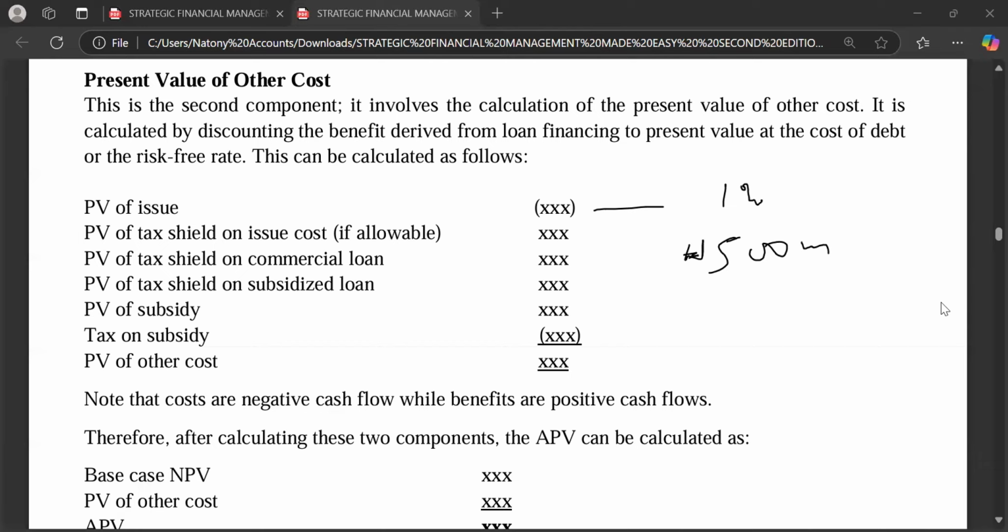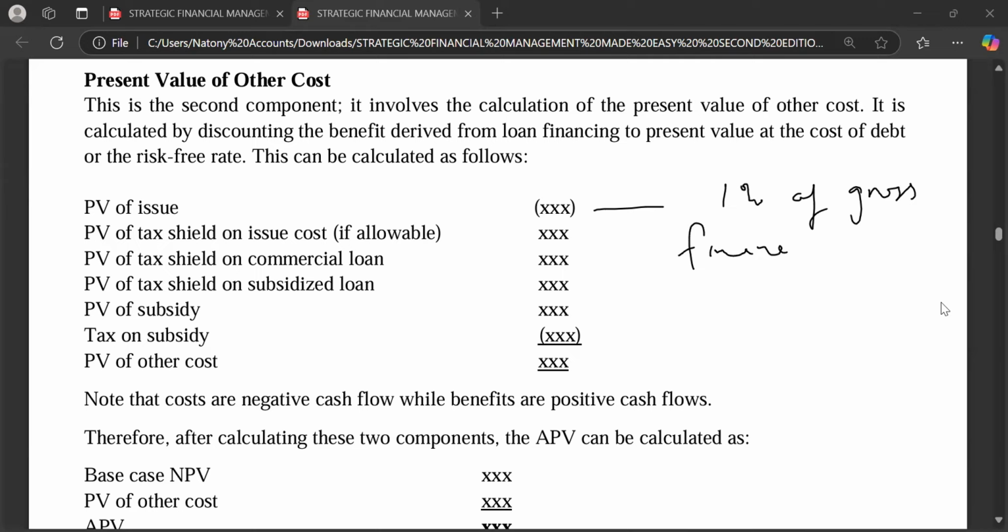Okay? But if your examiner tells you that the company does not have sufficient funds to pay for the issue costs, the question may come in such a way that issue costs will be 1% of gross finance needed. Gross finance.